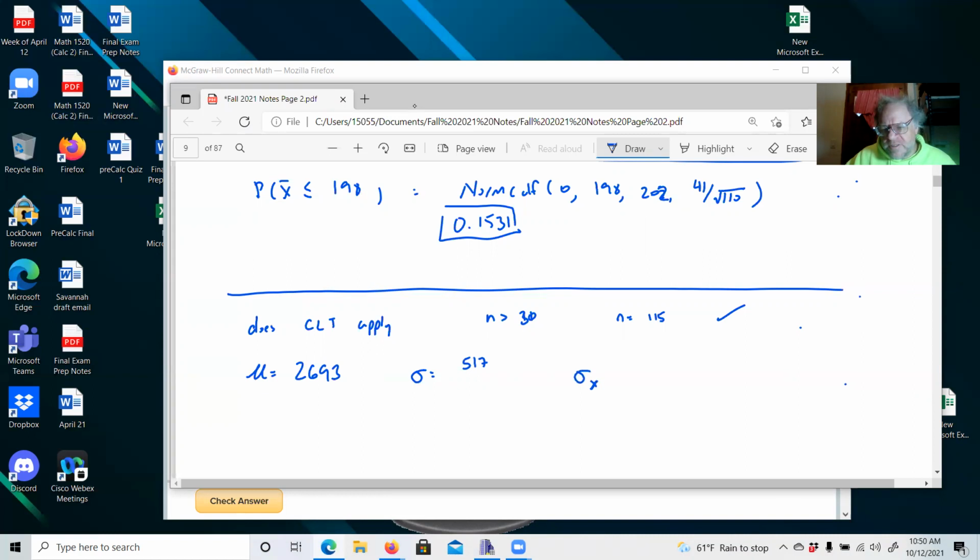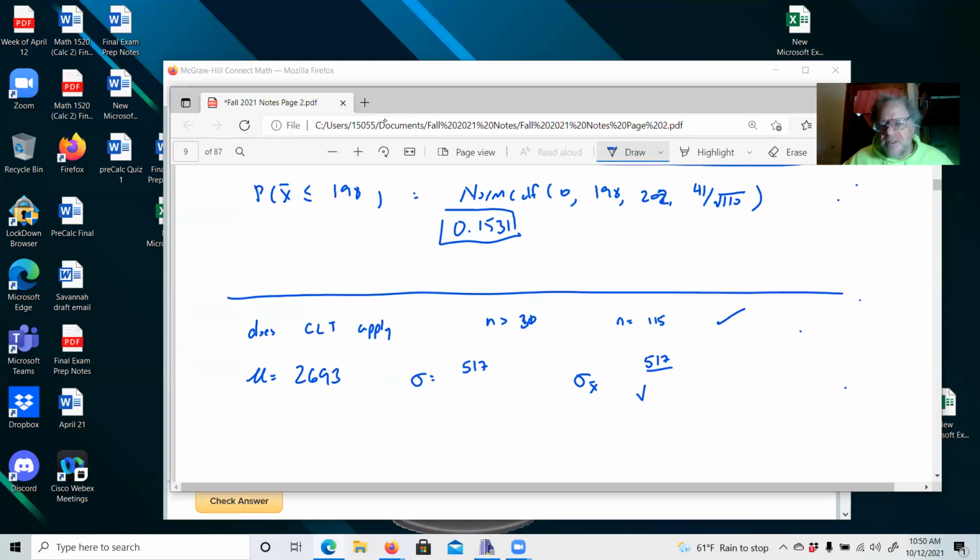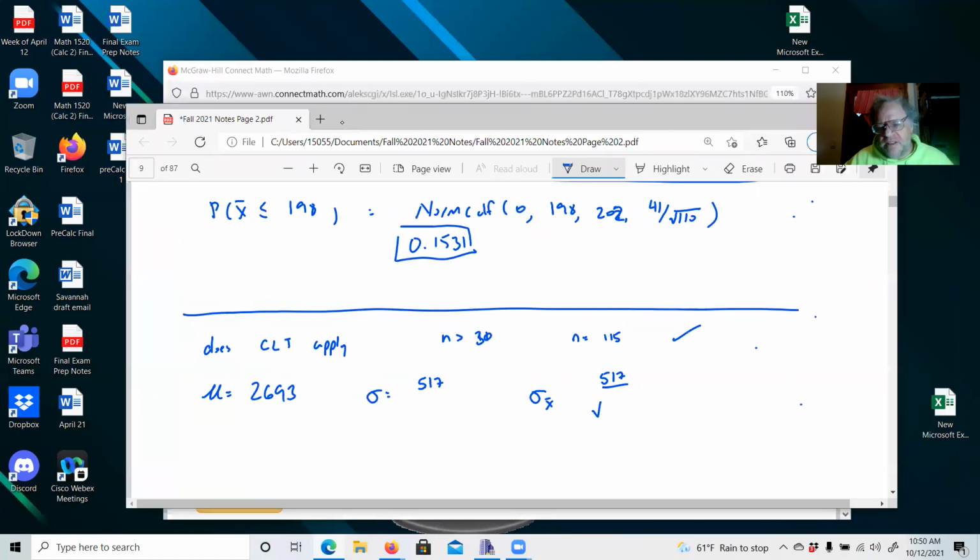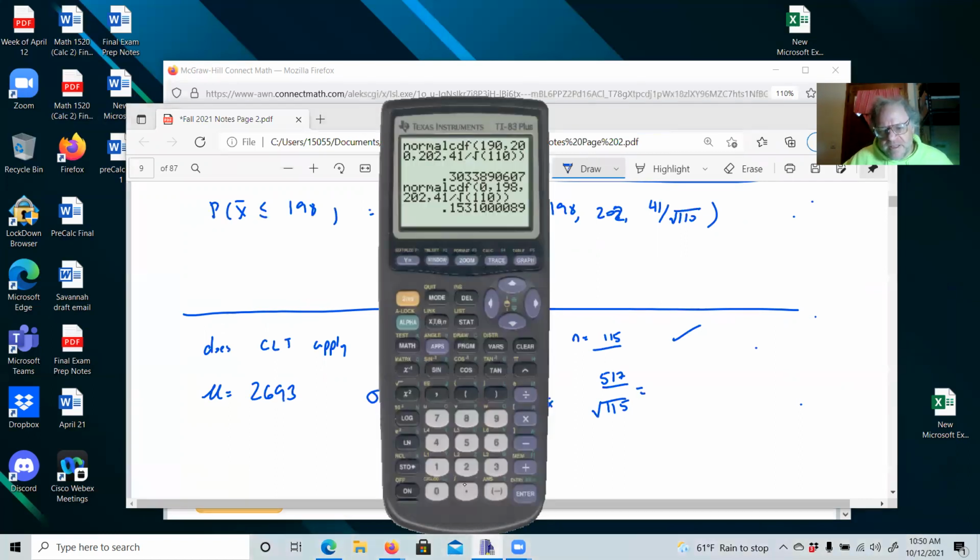Our standard deviation for X bar, the standard error, is 517 divided by the square root of the sample size. Sample size was 115. We don't really need to calculate this, but you can if you'd like. Some people prefer to do it that way. It's fine. There we go, 48.21.